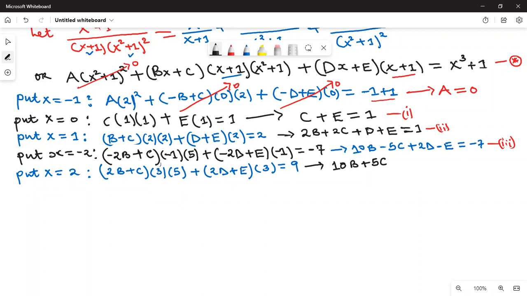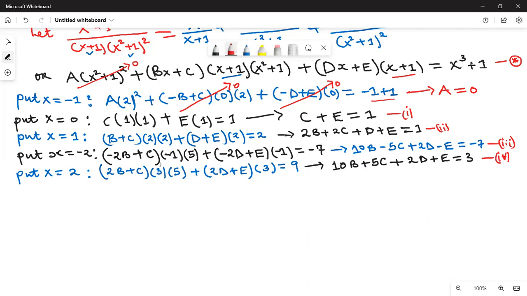Plus 2d plus e, and that is equals to 3. So that's the last equation. So your task here is to solve the 4 equations simultaneously to get the values of B, C, D, and E.